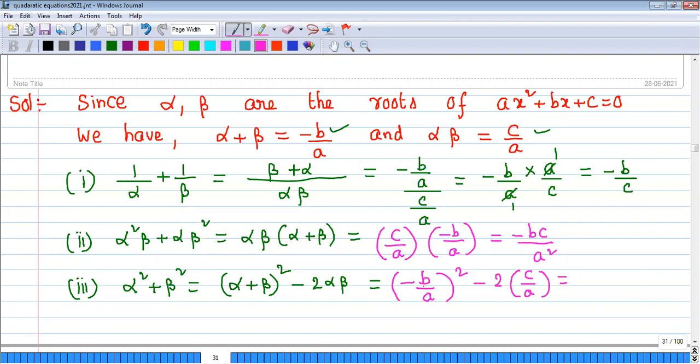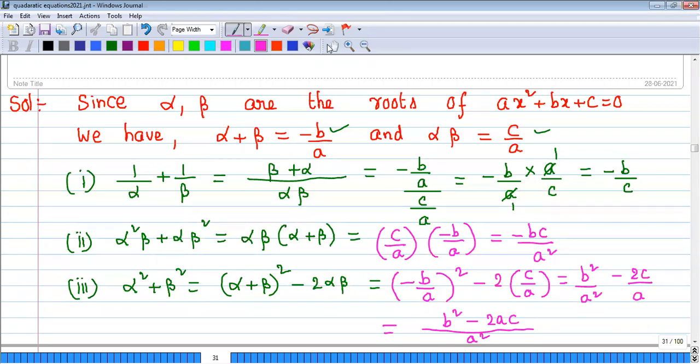So this equals minus b upon a whole square, which means b square upon a square, minus 2c upon a square. A square is the LCM. A square divided by a square is 1, so b square we have. A square divided by a is a, so a into 2c is 2ac. This is the alpha square plus beta square value.